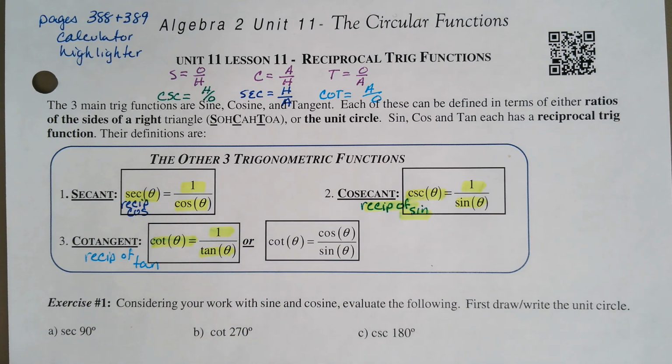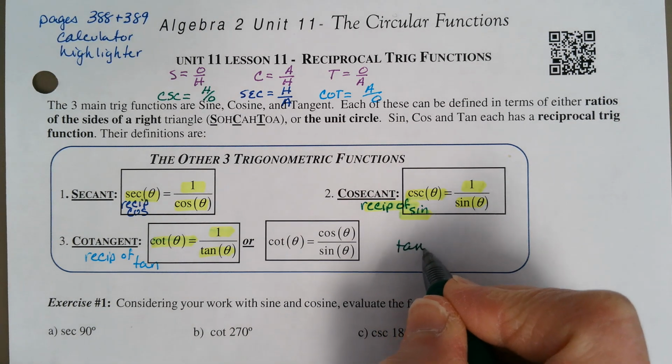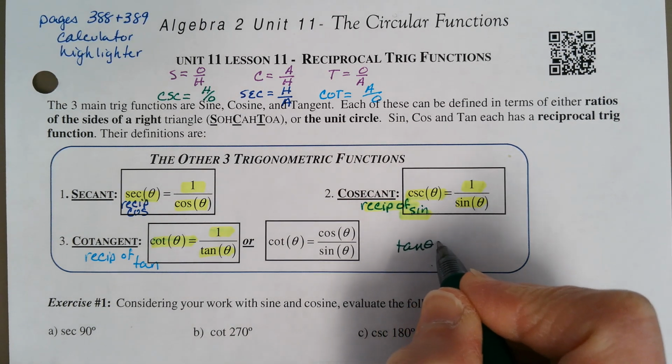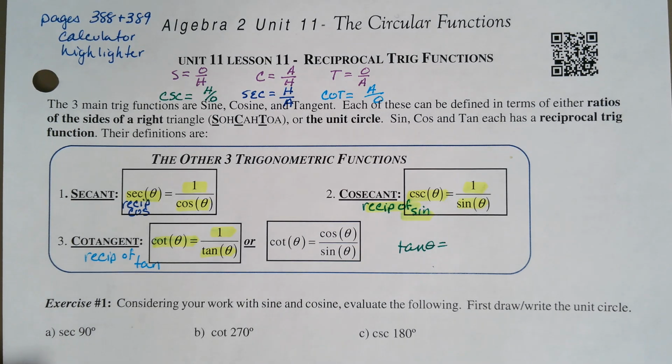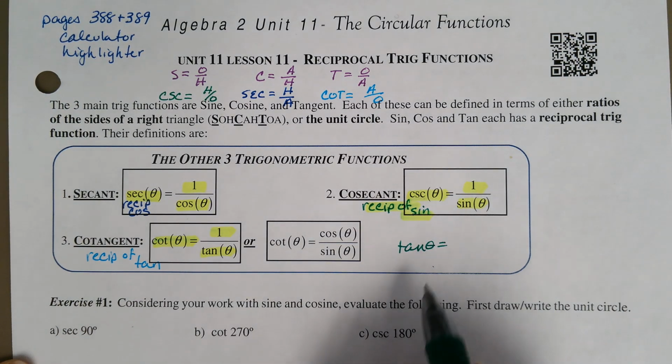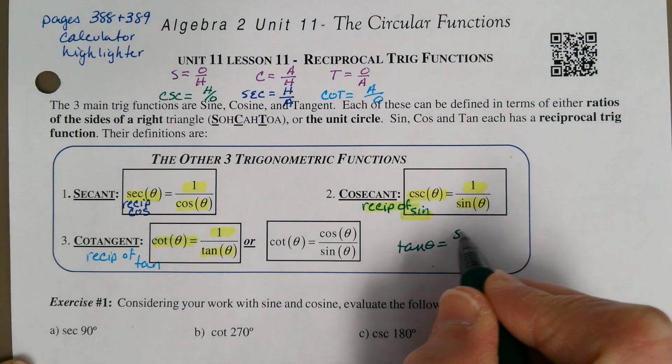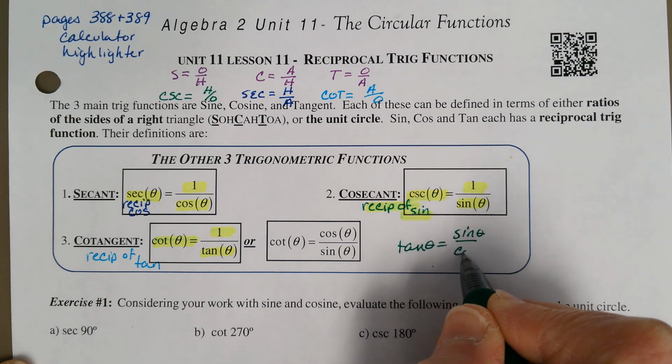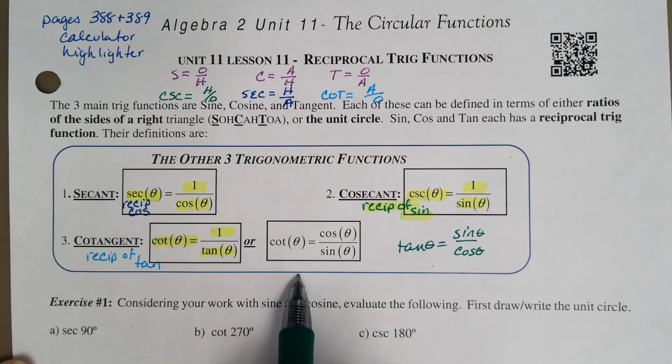And so again, in terms of a unit circle, remember that tangent theta equals sine theta over cosine theta. So cotangent would be the reciprocal, cosine over sine.